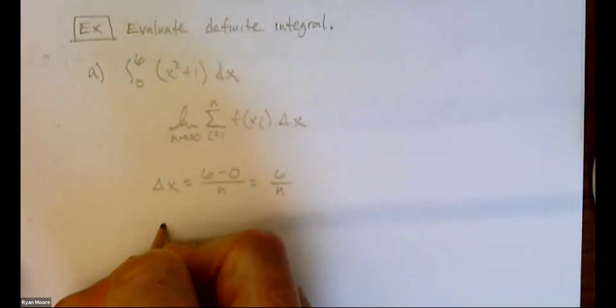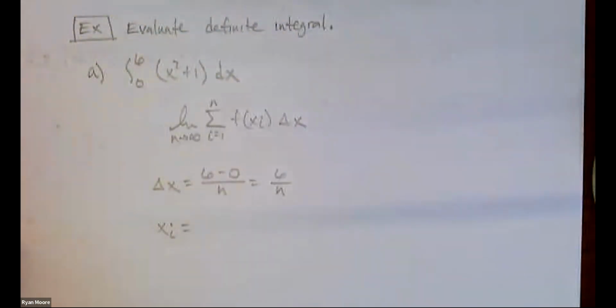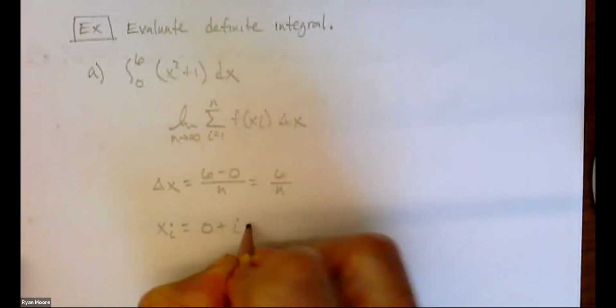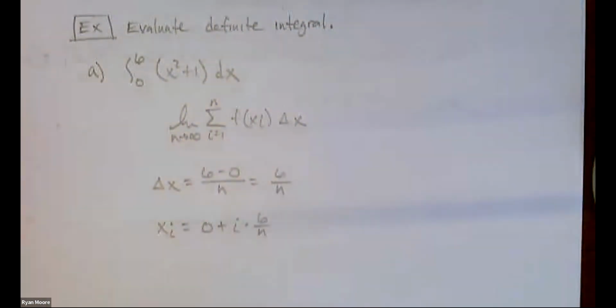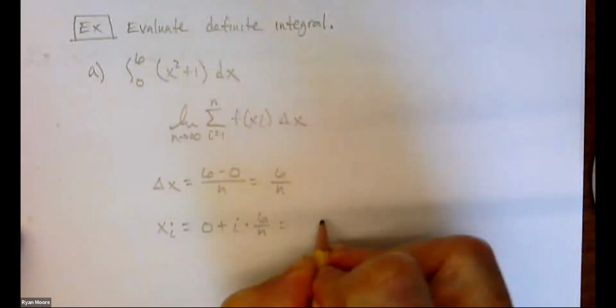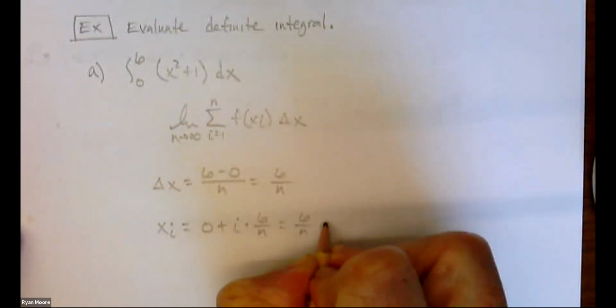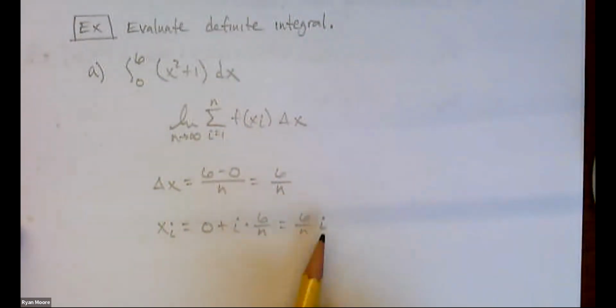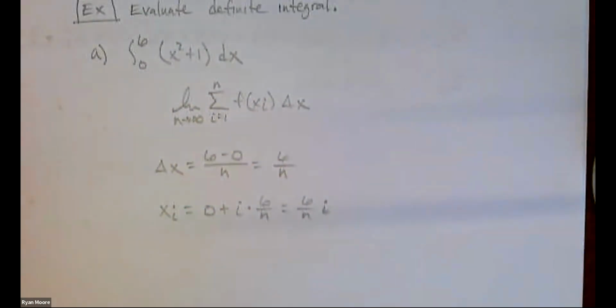The theorem also talked about x sub i. x sub i is a, well here a is 0, plus i times delta x. Well, we got delta x is 6 over n. So I'm going to think of this as 6 over n times i. I like to write the i next to it on this side. That's going to be helpful for the way the algebra plays out in just a moment.